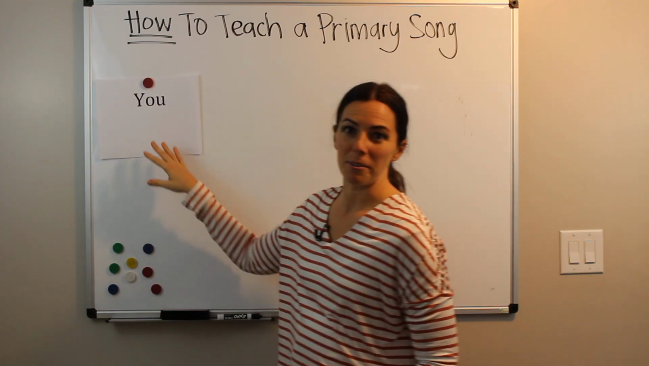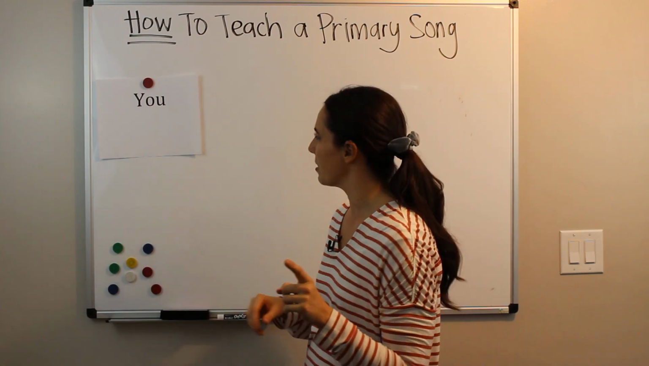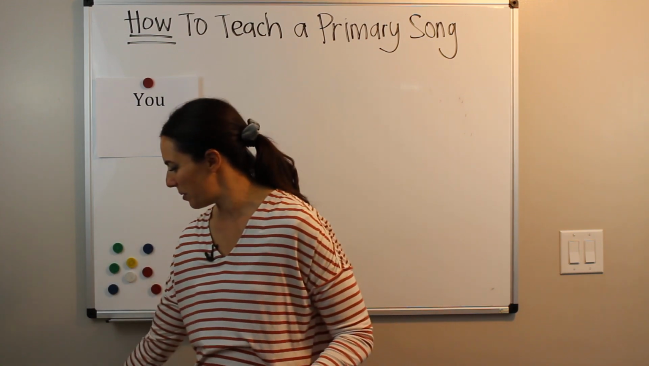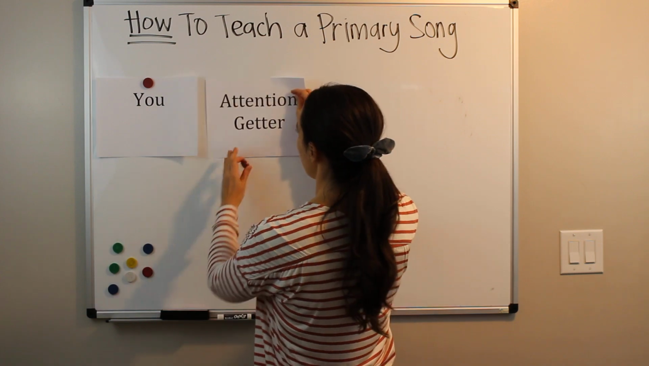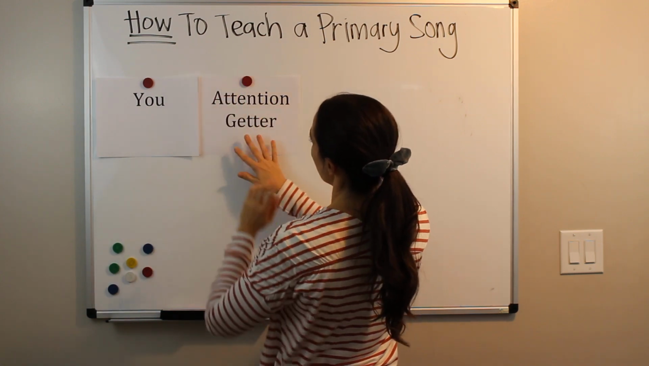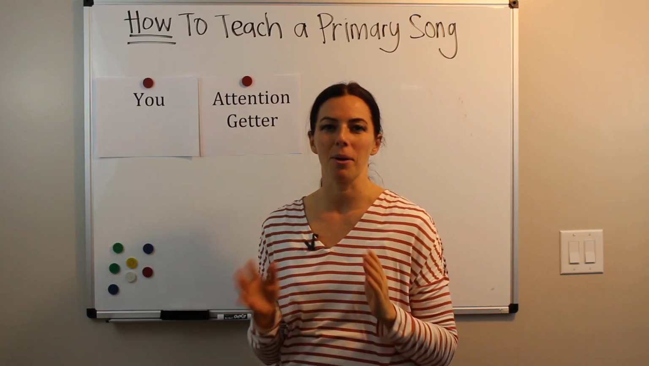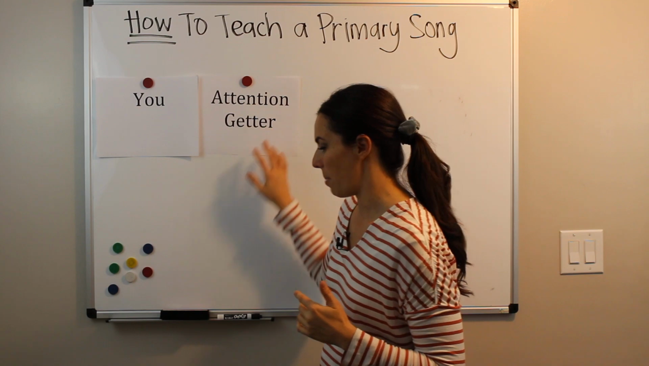The first one is you. And I will go into detail in just a minute on all of these. So this is my first step. You. You're almost the most important thing in singing time. The second one that I wanted to implement is the attention getter. So I'll always, when I'm teaching a primary song, include an attention getter. So it's a very critical step in teaching.